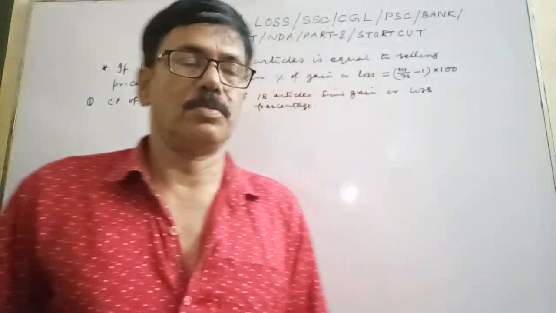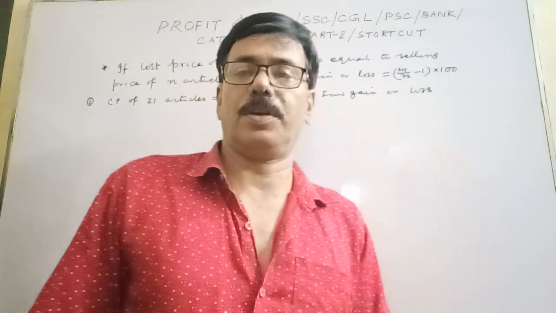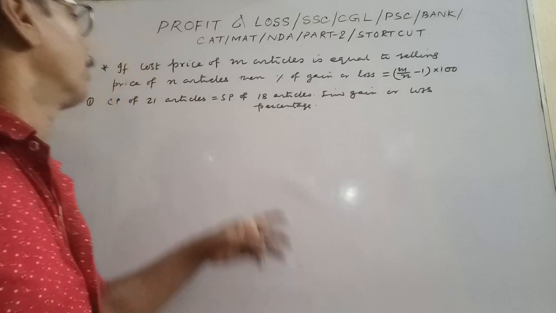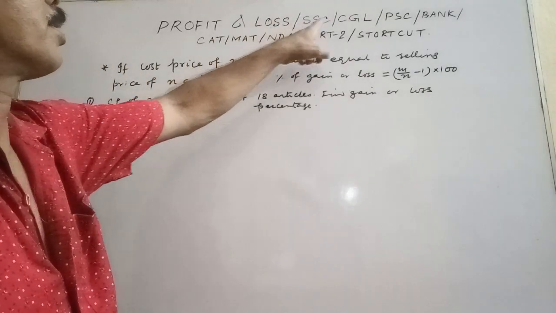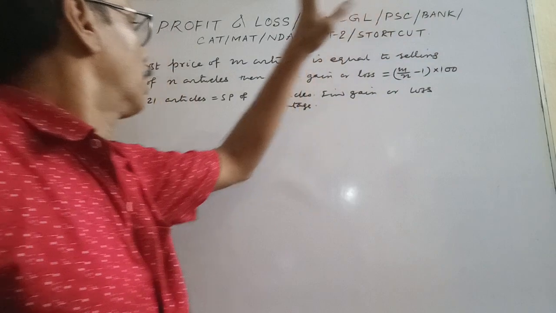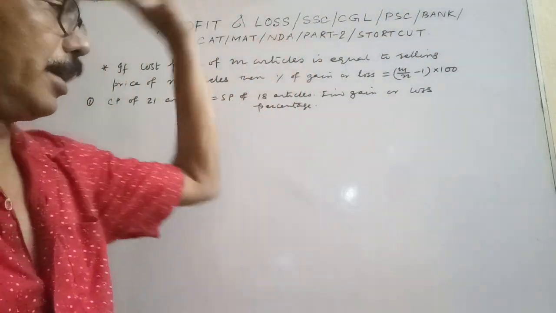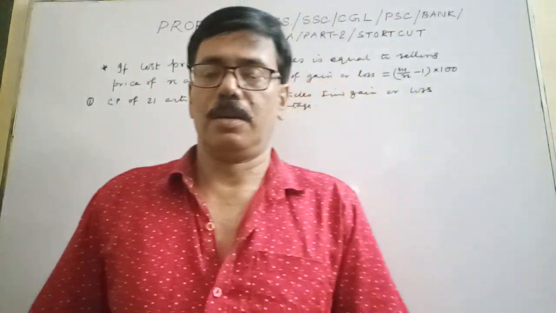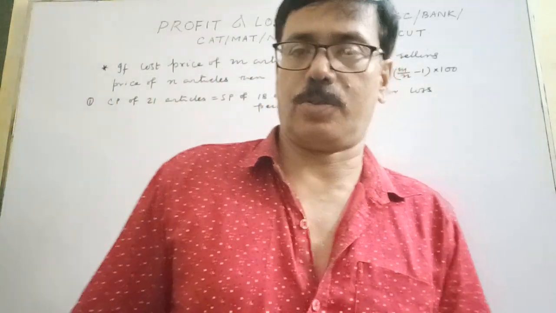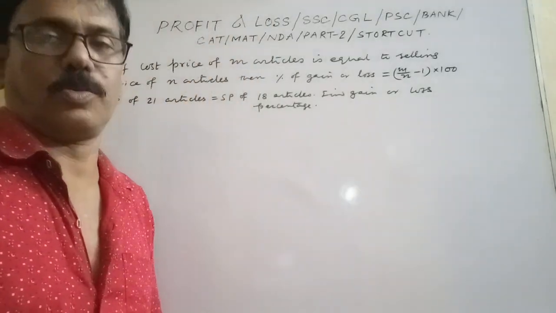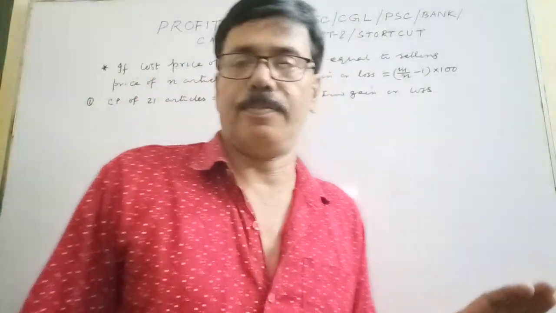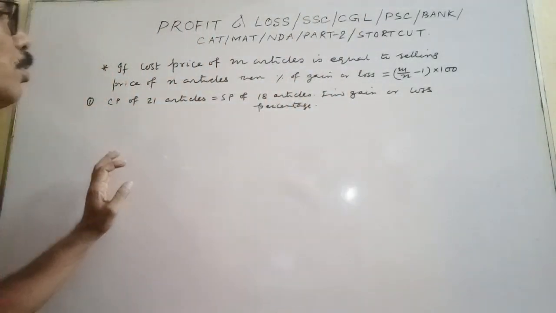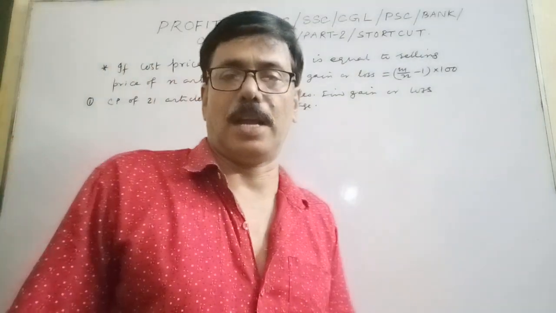We are discussing problems of different competitive exams, for example SSC, CGL, PSC, Bank, CAT, NAT, NDA. So we are discussing the chapter profit and loss. I will discuss only the shortcut method because you have to solve it in minimum time.